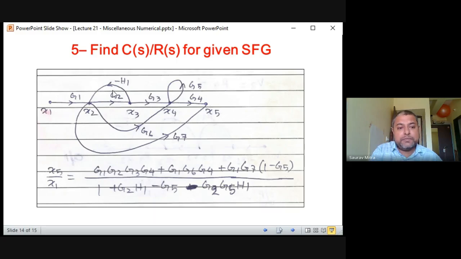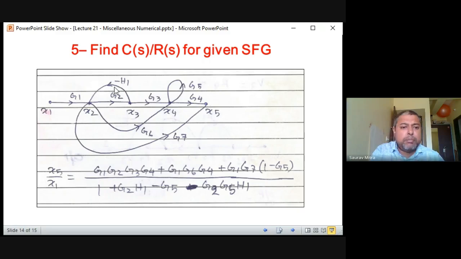And these 2 loops are non-touching. So plus of their gain multiplication. What is that? G2 G5 into minus H1. So it is minus G2 G5 H1. So this is the first thing you are supposed to find out. That is delta. There are 2 loops, one loop is having negative feedback, one loop is having positive feedback. Whichever is having negative feedback, that becomes positive. Whichever is having positive feedback, that will become negative. And these 2 loops are not touching, so plus of their loop gains. As this is negative, this minus sign will come. Okay, so this is the denominator.